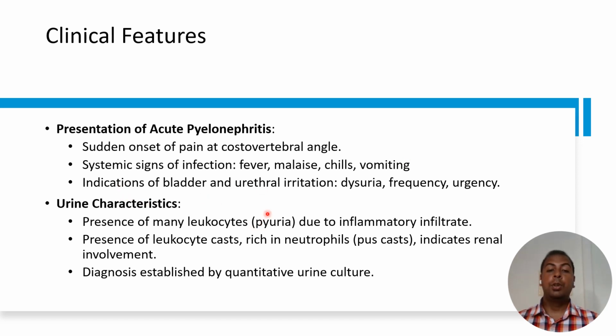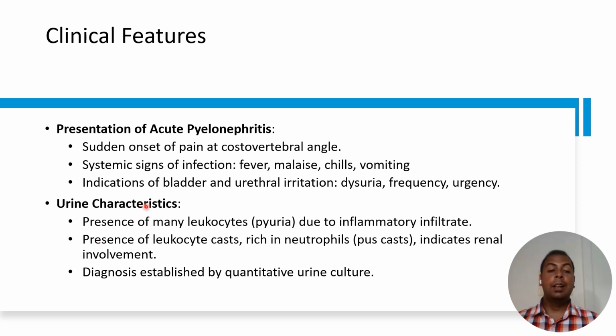Indications of bladder and ureteral irritation. So the signs that a patient would have UTI also. So like burning on urination, dysuria, frequent urination, urgency in urinating. All of these things may point towards pyelonephritis.